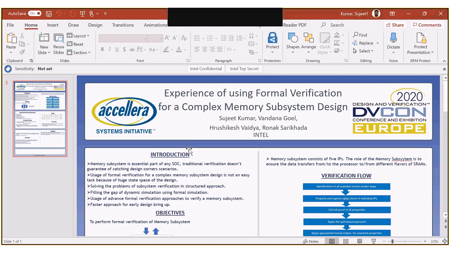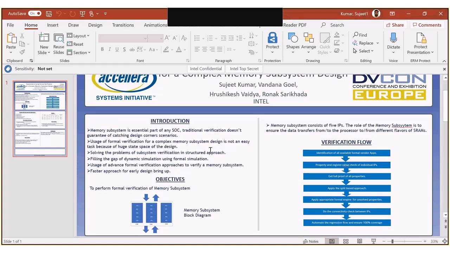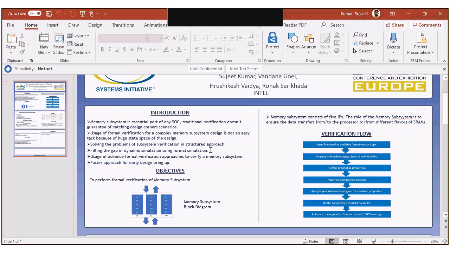Use of formal verification for a complex subsystem is not an easy task because of its state space. Solving the problem of the subsystem in a structured way, filling the gap of dynamic simulation using formal verification. Use of an advanced formal verification approach to verify the memory subsystem. A faster approach for design verification bring up.